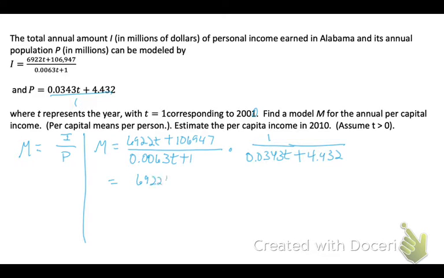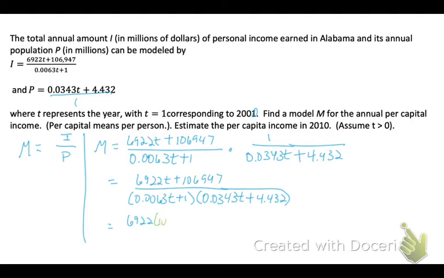Now, to find the income in 2010, that's 10 years after 2000, so I'm going to plug in 10 for t. Well, first of all, I'm going to go ahead and multiply and just put everything together between my numerators and my denominators. I'm not going to distribute. I am just going to set them next to each other. Now, to answer that question, I'm going to plug in 10 for lowercase t. So my denominator, I have 0.0063 times 10 plus 1, and then 0.0343 times 10 plus 4.432.